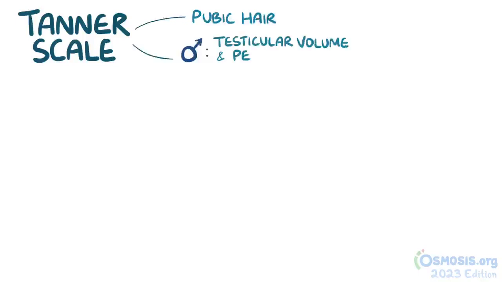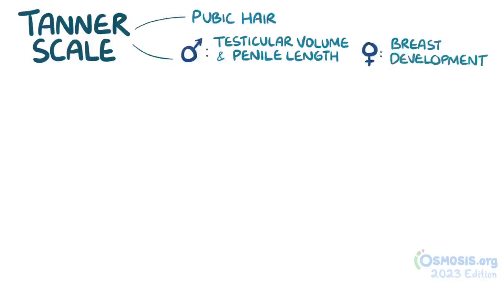The Tanner scale, or Tanner stages, is a predictable set of steps that males and females go through as they develop primary and secondary sex characteristics and become sexually mature. The Tanner scale centers on two independent criteria: the appearance of pubic hair in both sexes and the increase in testicular volume and penile size and length in males and breast development in females.